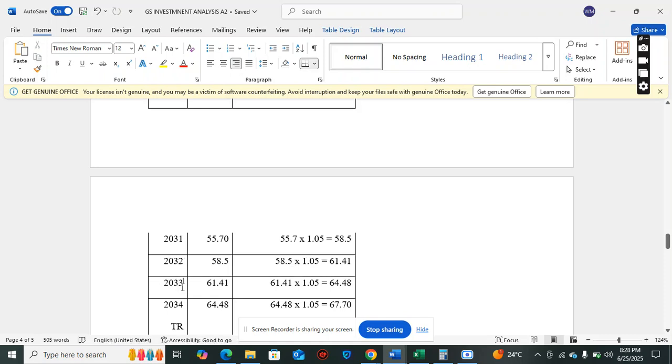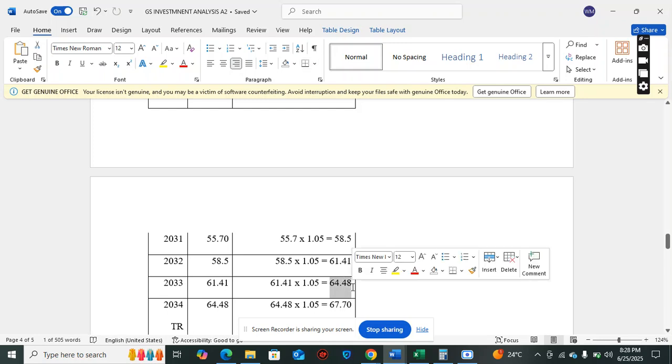In 2033, again, this dividend of 61.41 is growing by 5%. So 61.41 times 1.05 gives 64.48. I believe we are now getting the pattern of what's going on here. Are there any questions so far?